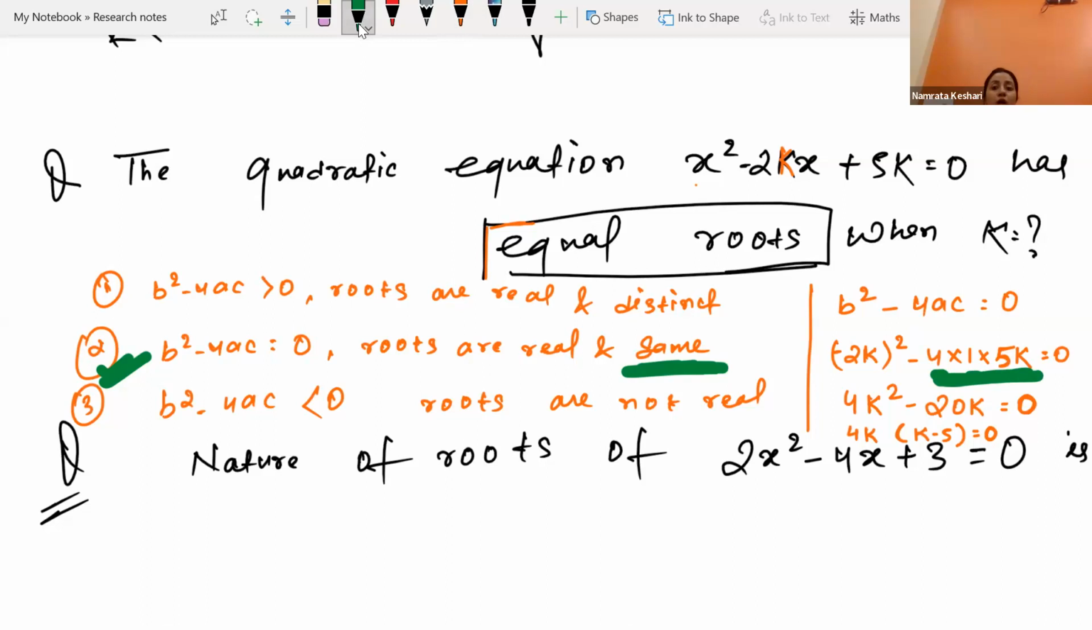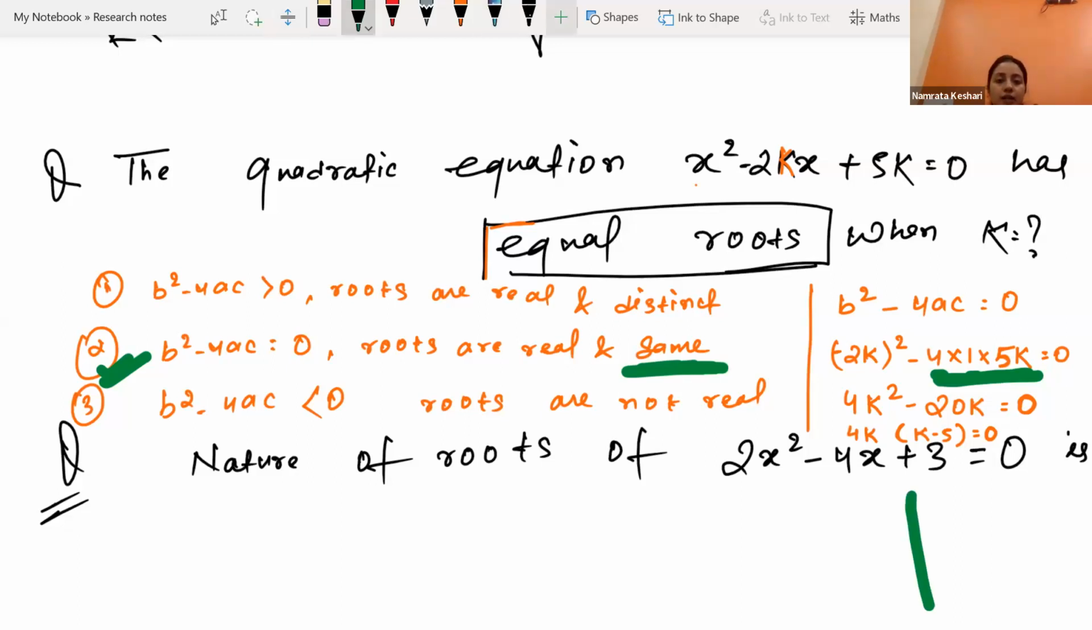Now here we will not cancel out k by shifting to another side and all. We will be careful. We will do the factorization over here. We will take the common factor. 4k is the common factor. And the remaining term will be k minus 5. Now from here we can say that either k is 0 or k is 5. Yes or no? We are getting two cases over here.